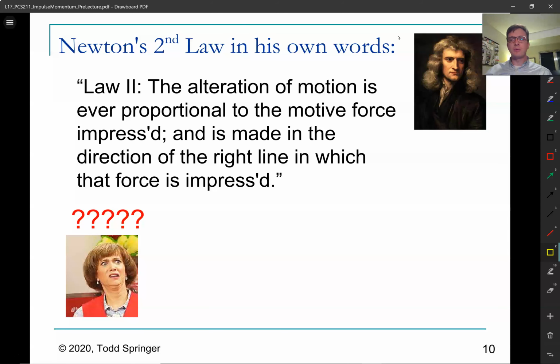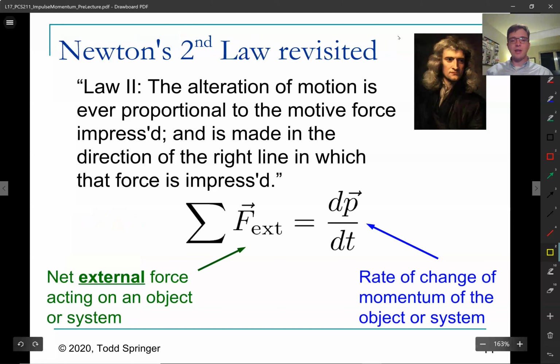But the people who are experts in this subject, who have studied Newton's writing and are familiar with the language at the time, tell us that what he's actually saying is F equals the change in momentum. That's the net force is equal to the rate of change of momentum. So this is how Newton explained his second law, which we now know as F equals ma.